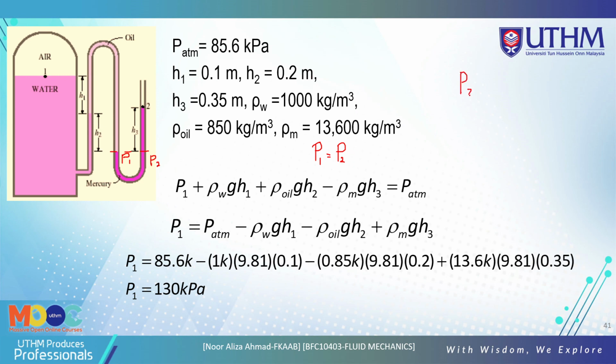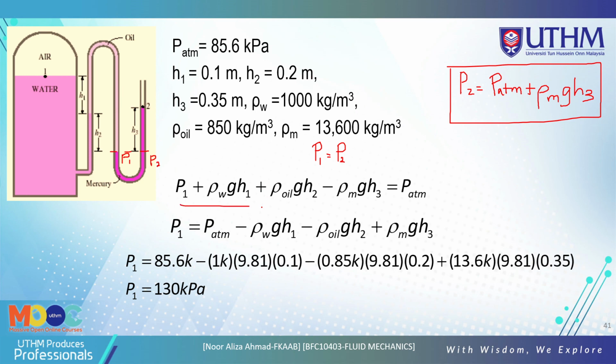Okay, pressure at point 2, we can look at this one, is based on pressure atmosphere plus the density of mercury g h3. Okay, so this is pressure at 2. And pressure at 1, so consider based on P1. Okay, consider the density of water, density of oil, and so on until we get the value of this one. Okay, for P1. Okay, so for P2 we get this one.